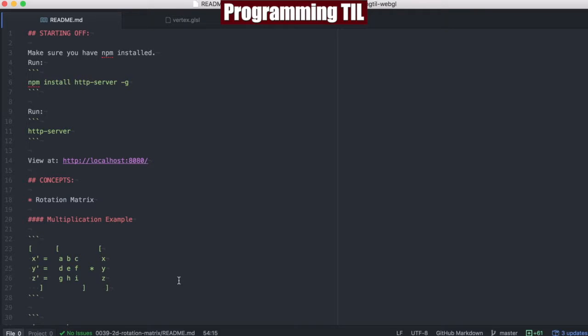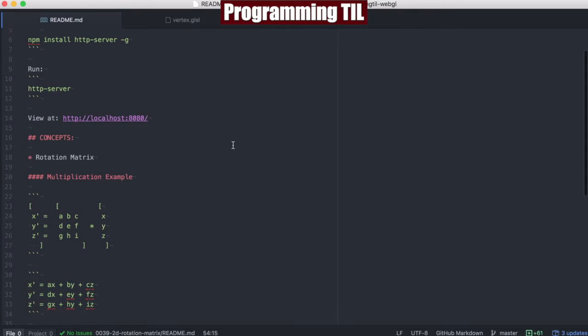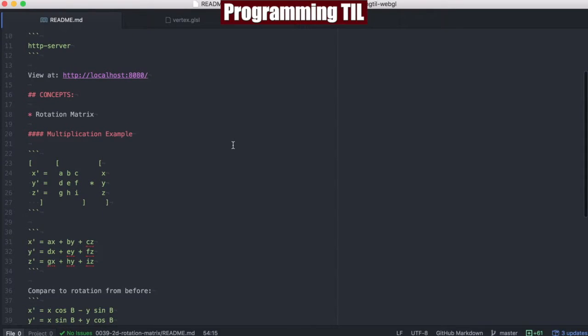We're going to be looking at 2D rotation yet again, but this time with the matrix. This will be pretty simple if you followed last episode, so let's get going.